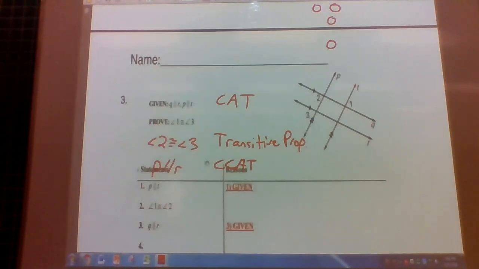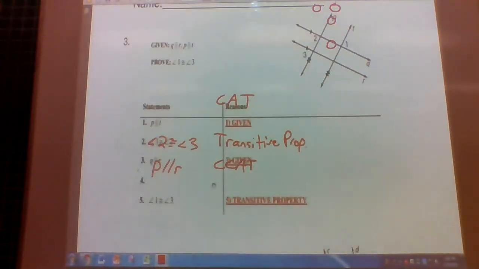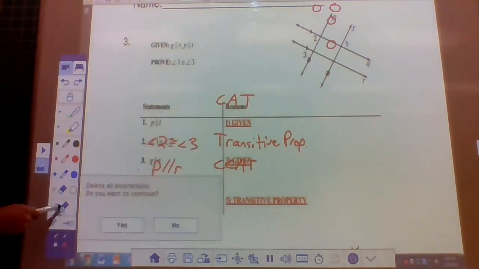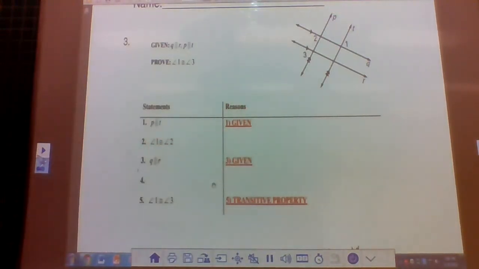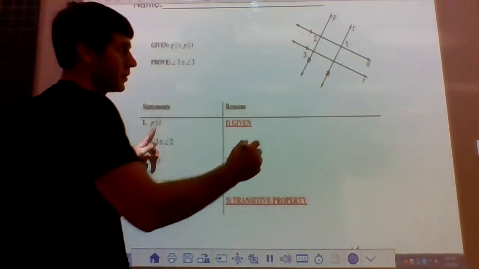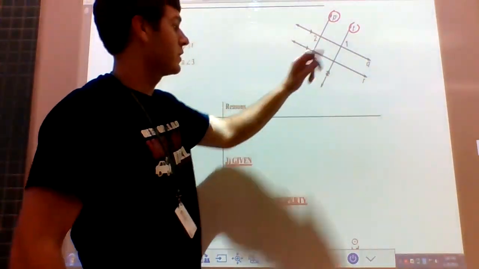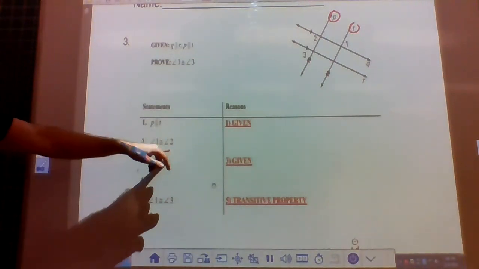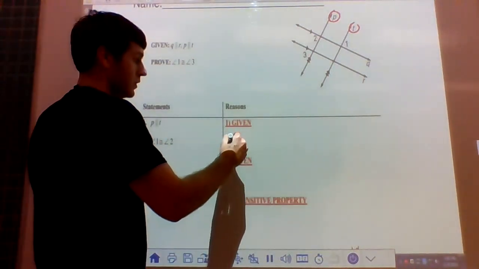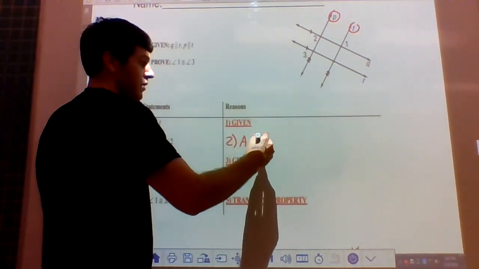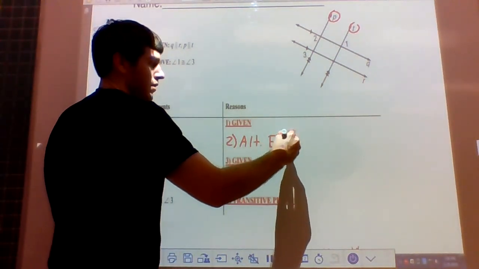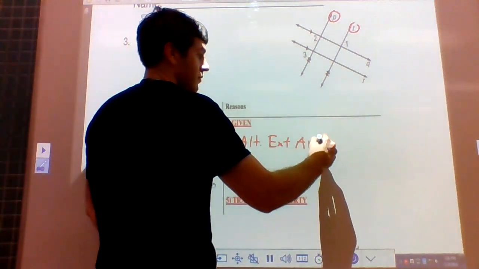Number 3. Do another fill in the blank here with transitive. So they're giving us that P and T are parallel. That means we can have alternate exterior angles here. So it's going to say angle 1 is congruent to angle 2. That's the alternate exterior angle theorem.